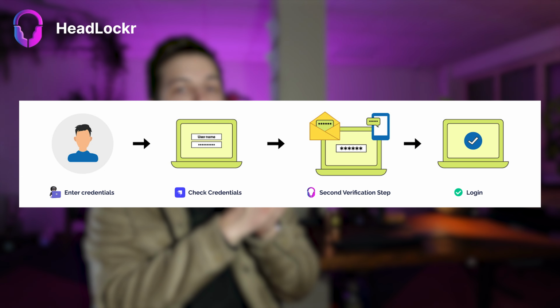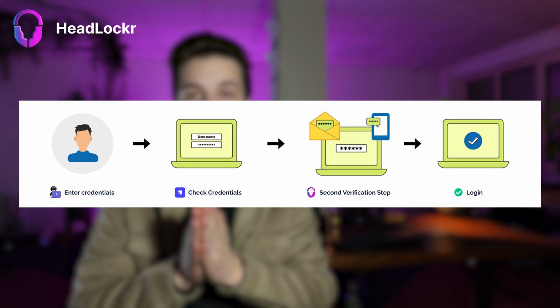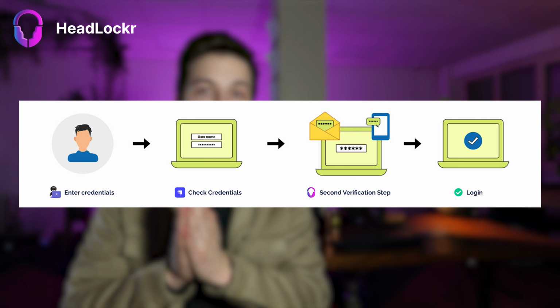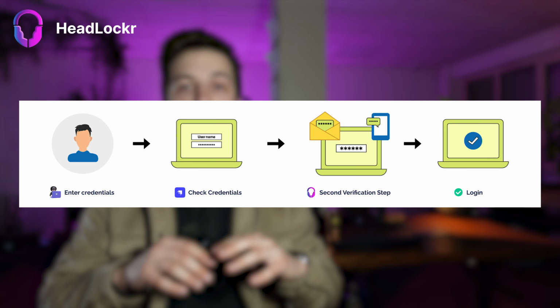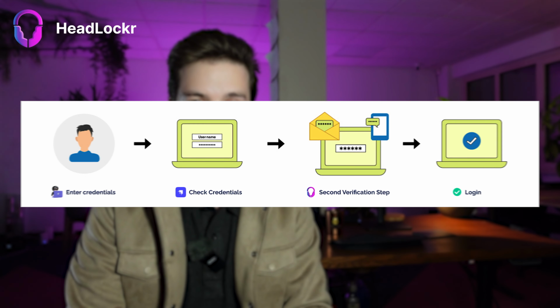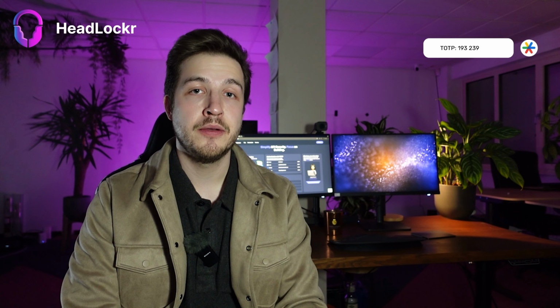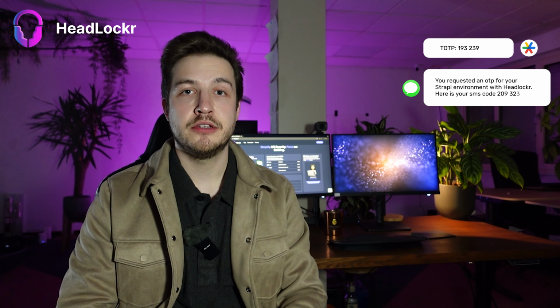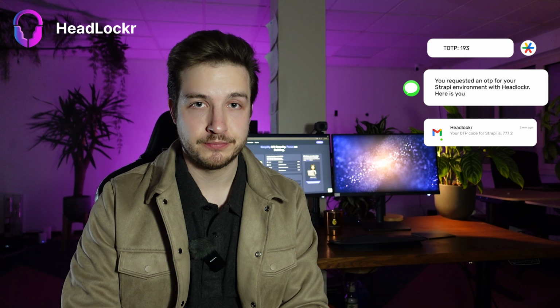A user logs in with his username and password. Afterwards, Strapi will check these credentials to see if they match the ones present in the database. And if there is a match, Strapi won't log you in immediately, but instead, Headlockr will act like a middleman, and it will challenge you with a second-step verification. This can either be in the form of a code from an authenticator app like Google Authenticator or Authy. It can be an SMS sent to your phone, and it can even be a one-time password sent by email.